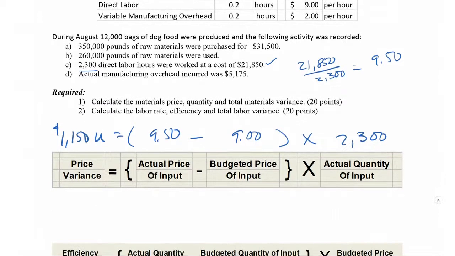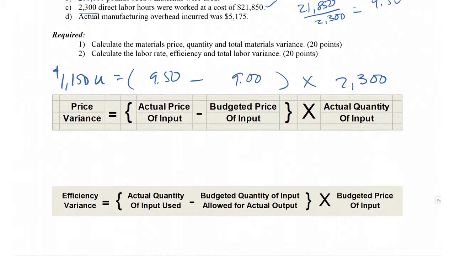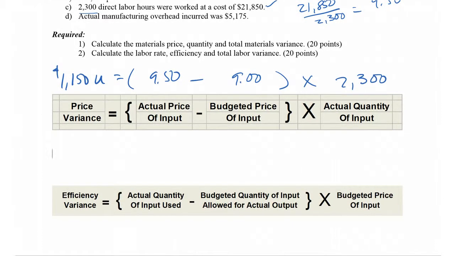Okay, now let's look at the efficiency variance. So in this case, right, we held quantity constant and looked at the difference in prices. In this case, we're going to hold price constant and look at the difference in quantities. So we use the budgeted price of input, which we know is $9. All right. And we know the actual quantity of input used. This is going to be hours, right? We're talking about labor, so we're talking about hours. The actual hours is 2,300 hours.